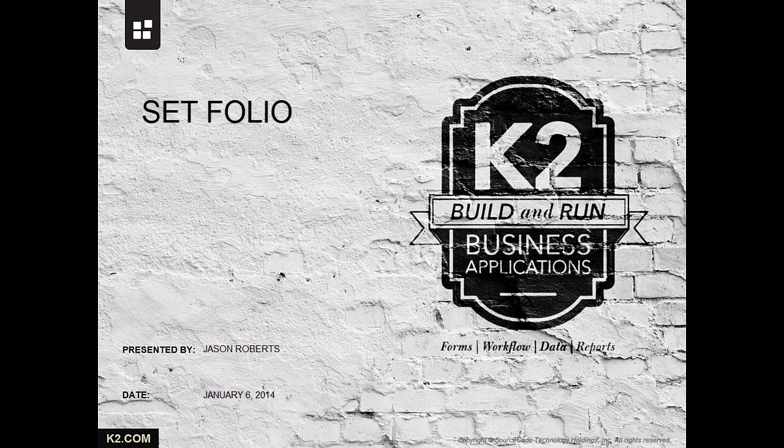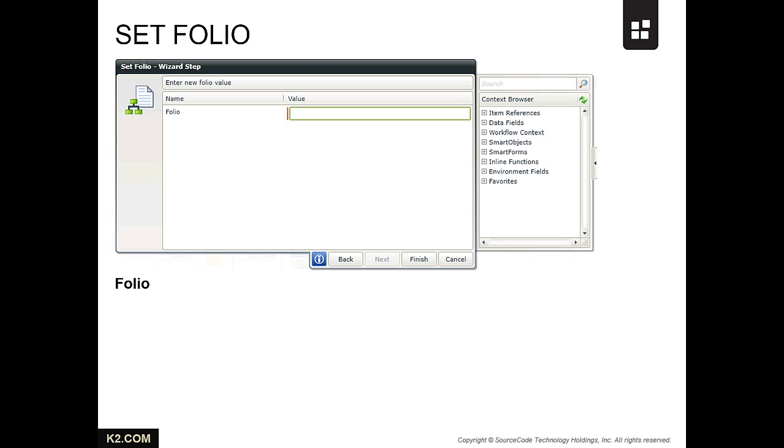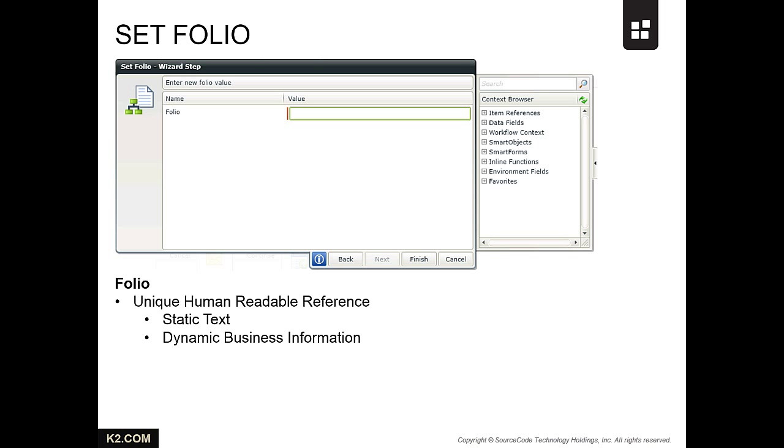The following example will take a look at the Set Folio wizard, which configures the folio value that is visible in the K2 worklist, as well as various out-of-box reports such as the process instance report in K2 Workspace. The process folio is used to provide a human-readable unique reference to a running process instance. This value can make visible static text or dynamic business information throughout the lifetime of a process instance.